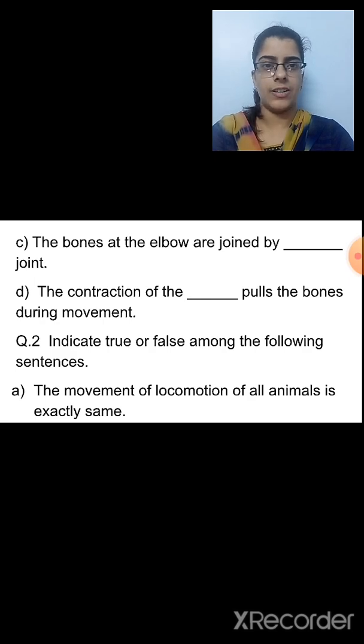Now let's see question number 2. Indicate true or false among the following sentences. First is, the locomotion of all animals is exactly the same. Do we see that the locomotion of all the animals is the same? Do all the animals move in the same manner? No, this statement is false. We see difference in the movement of different animals.